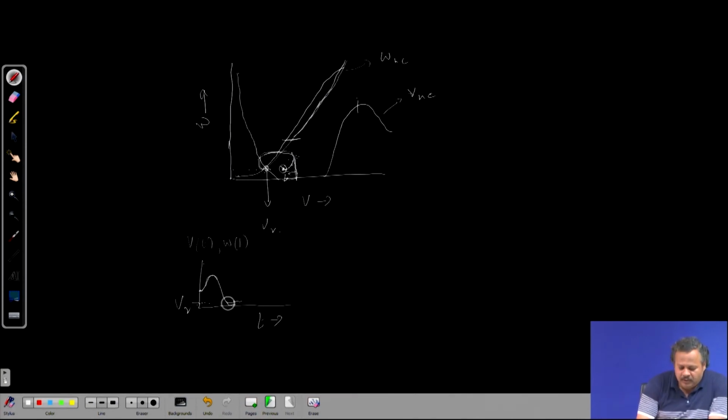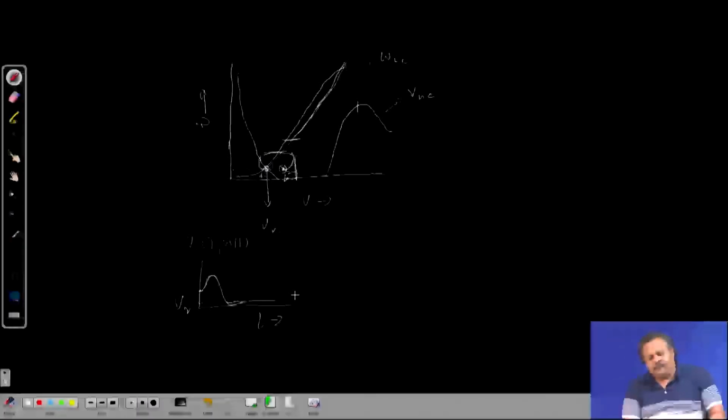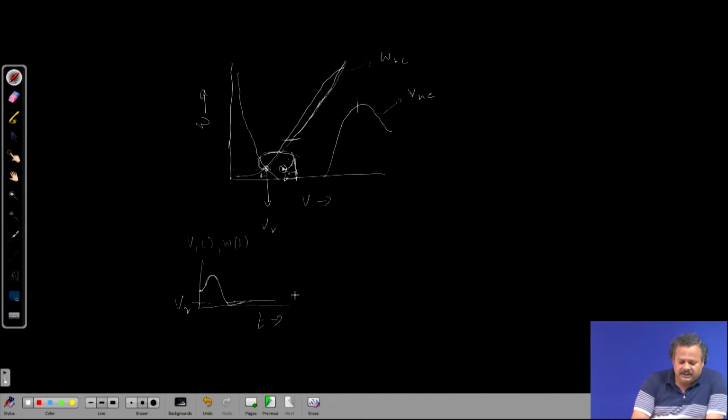So, it goes below the V rest, as you can see the curve has gone below V rest, and then it comes back to the resting membrane potential. Similarly, you can have a plot for the W, whichever way it is changing. Our interest at this point is to see how the V is changing.